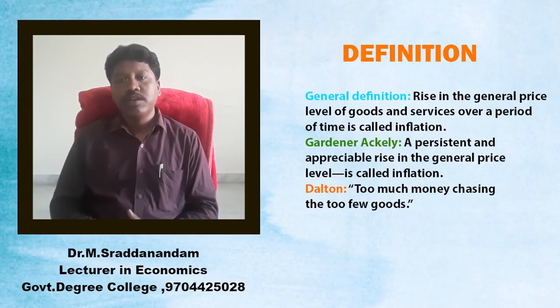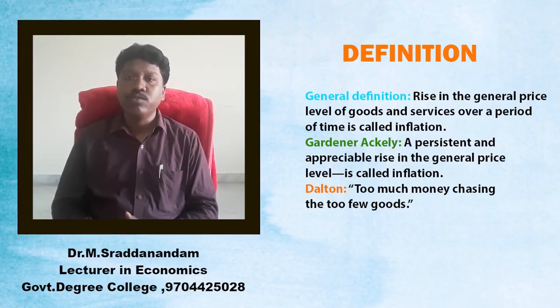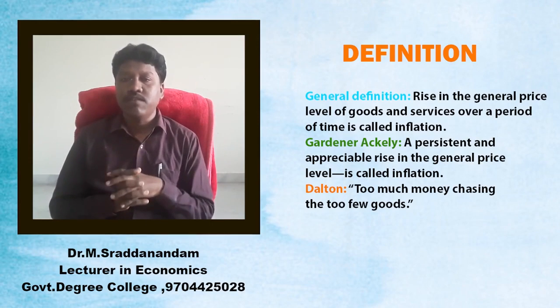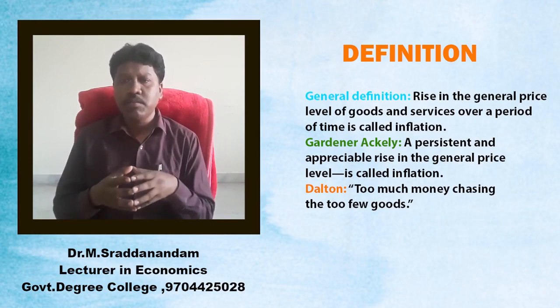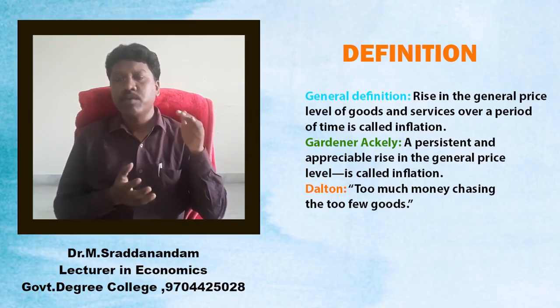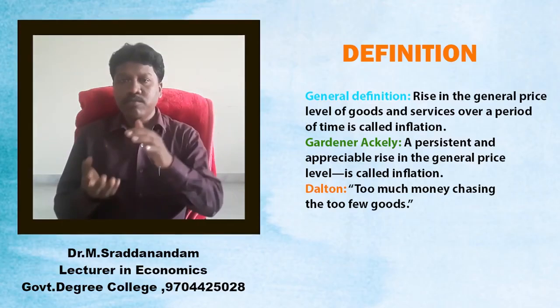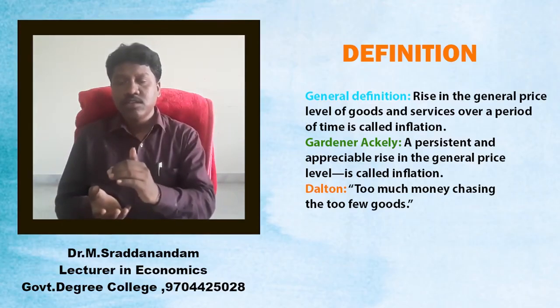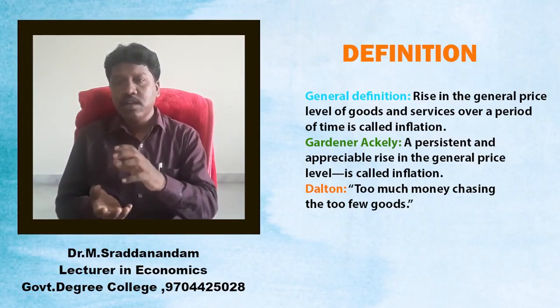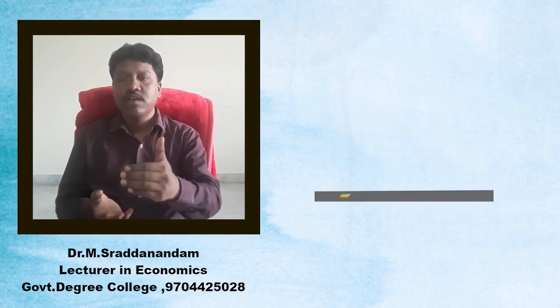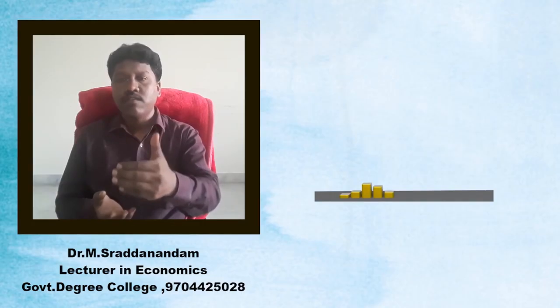Next, there is the Dalton definition: too much money chasing too few goods is known as inflation. So in the economy, the supply of money is very high, and at the same time, the supply of goods and services is very low. That leads to an increase in the general price level, which is known as inflation tendencies.